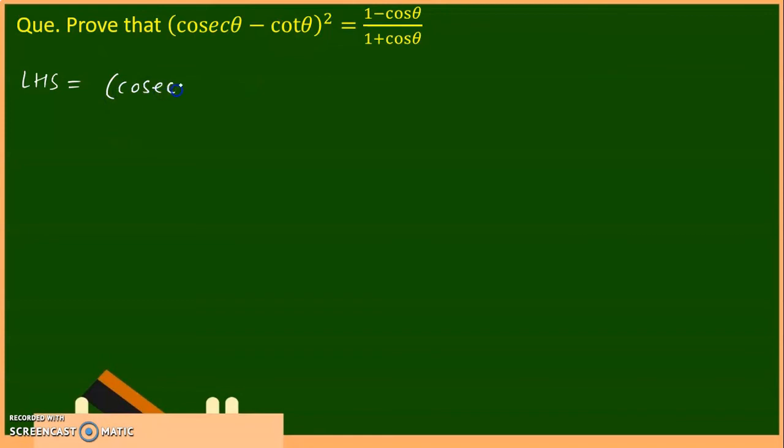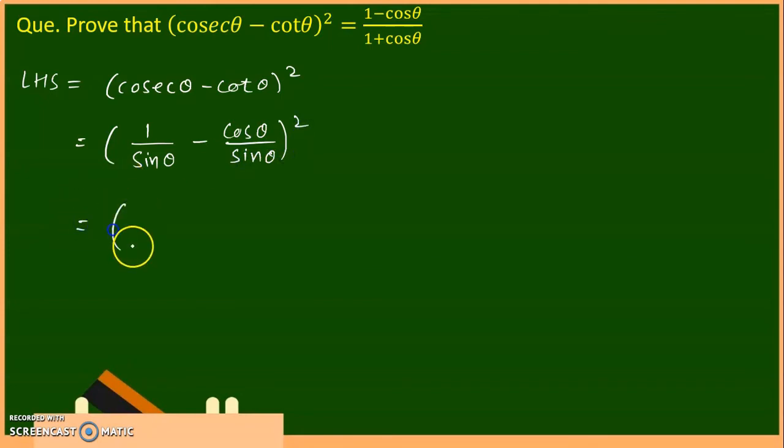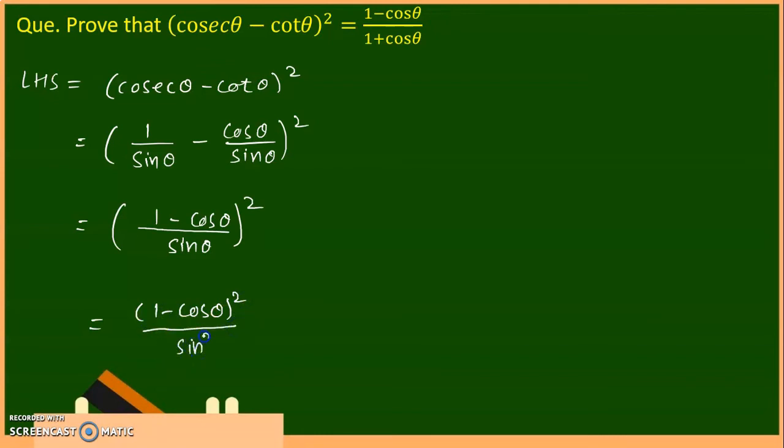So let's take this left hand side, (cosec theta minus cot theta) whole square. So you can write this cosec theta as 1 upon sine theta, and cot theta can be written as cos theta upon sine theta, whole square. So here if you take the LCM, in the denominator we have sine theta, and in the numerator we have (1 minus cos theta) whole square. So if you take this square into the bracket, it will become (1 minus cos theta) whole square divided by sine square theta.